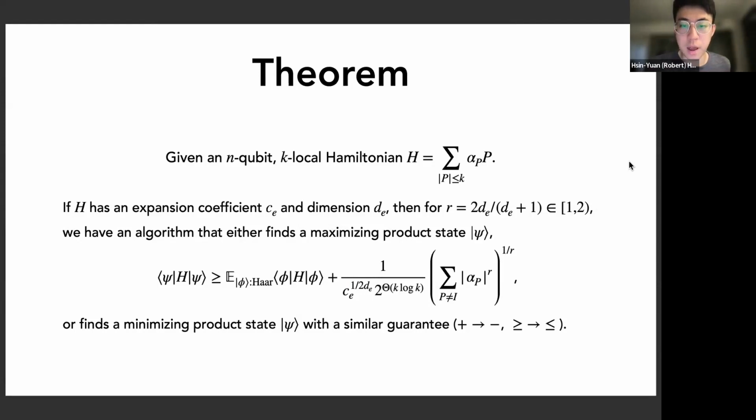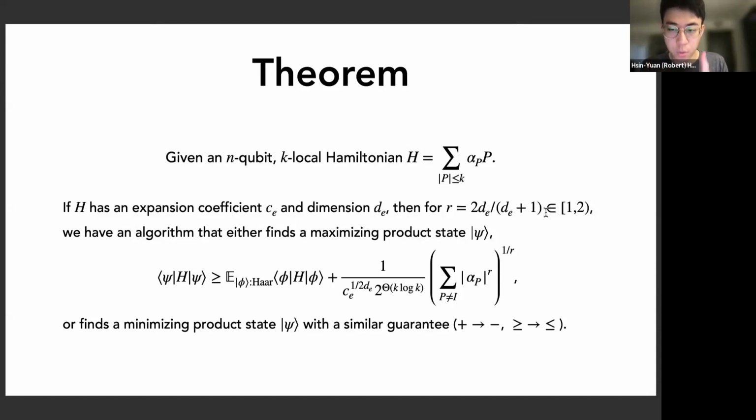way that one could design an algorithm that finds a maximizing product state or a minimizing product state. So I try to find a psi that maximizes the energy or minimizes the energy with an advantage that corresponds to this term. It's a little bit complicated, but the key part that one should look at is essentially this definition of R. So R corresponds to this term, 2DE over DE plus 1, which when DE becomes higher and higher, R would be closer to 2.